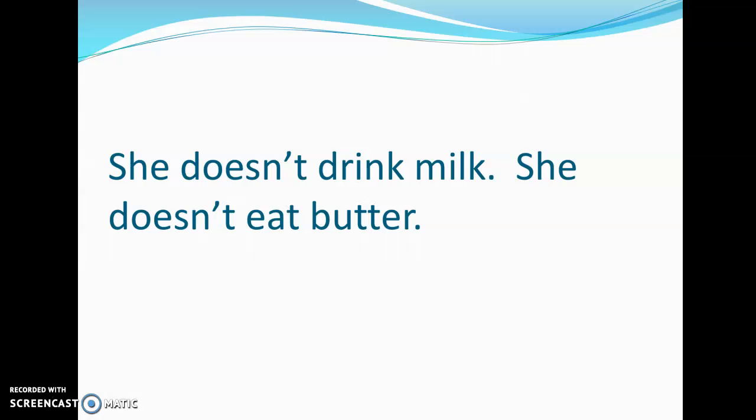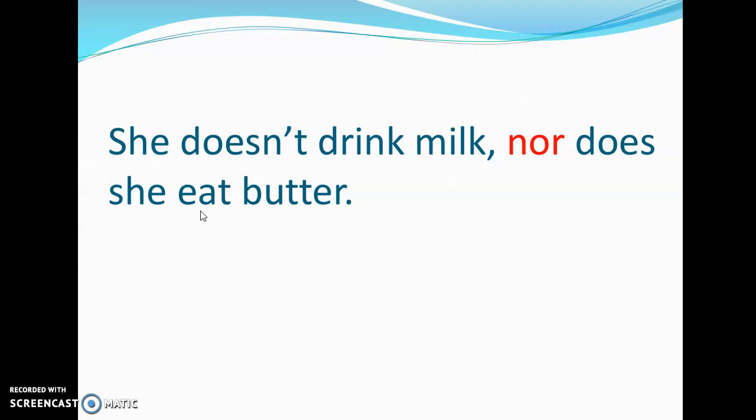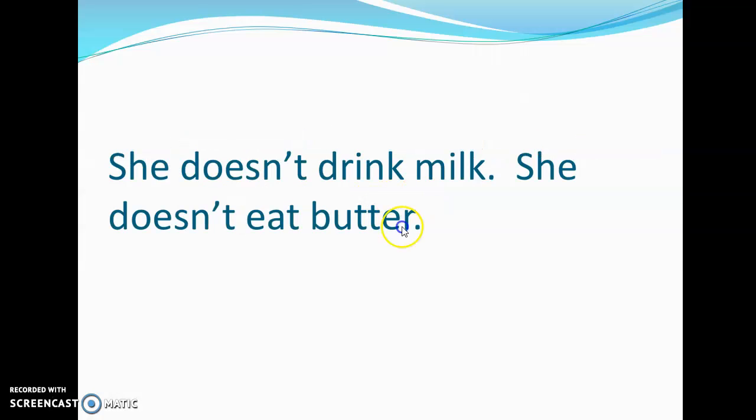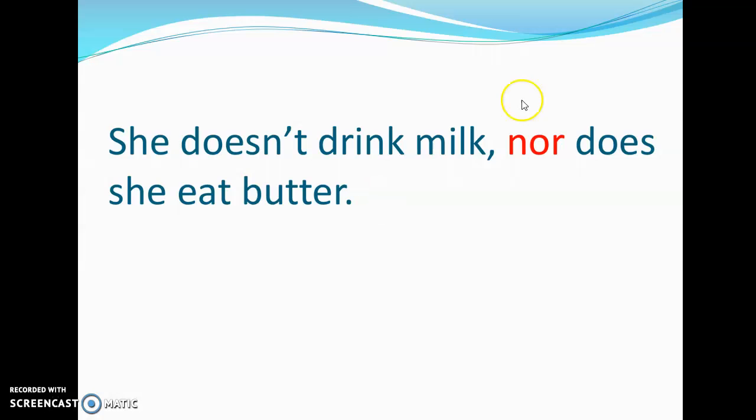Next sentence. She doesn't drink milk, period. She doesn't eat butter. So two negative things. She doesn't, negative, and she doesn't. When we have two negatives, what do we put? Nor. She doesn't drink milk, comma, nor does she eat butter. And if you noticed here, we have the verb first, we don't have the subject first. We don't say she doesn't drink milk, nor she does eat butter. No, we say nor does she eat butter.